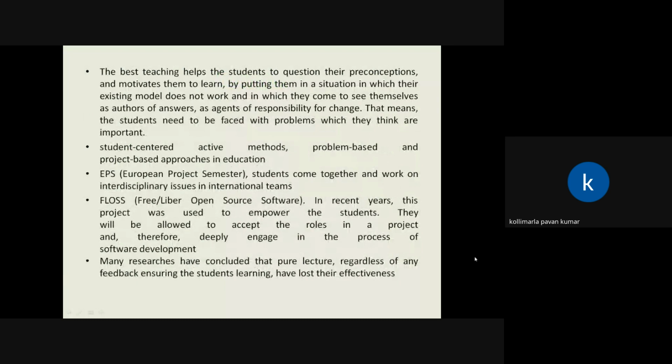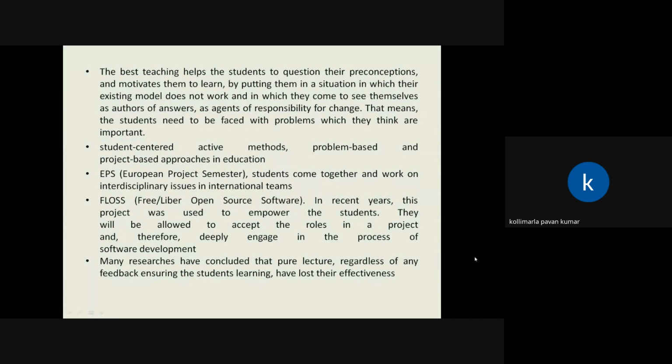Now, the best teaching helps the students to question their preconceptions and motivates them to learn. While implementing this questioning model alongside the existing model, the students reach a stage where they understand that the old traditional path is not sufficient, and this new way makes them eager to learn more beyond the curriculum. That means the students gain this learning by facing problems which they think are important.